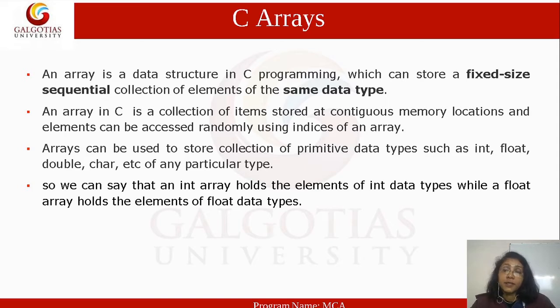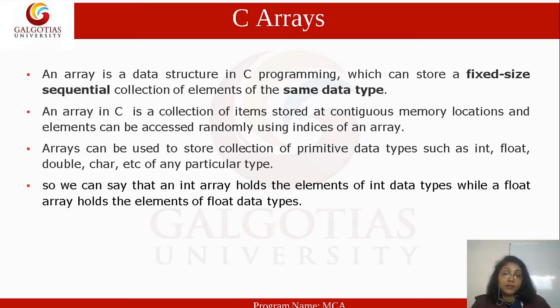what is an array. An array is a data structure in programming which can store a fixed size sequential collection of elements of the same data type. Array in C is a collection of items stored at contiguous memory locations, and elements can be accessed randomly using the indices. They can also be used to store collection of primitive data types such as integer, float, double, character, etc. of any particular type.